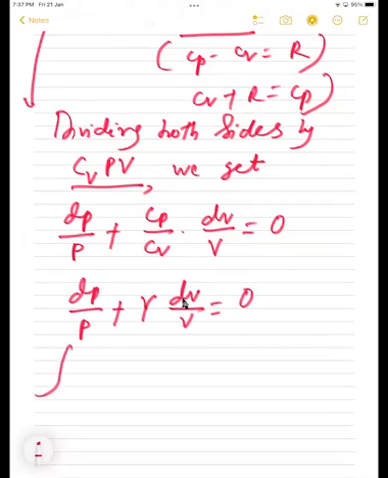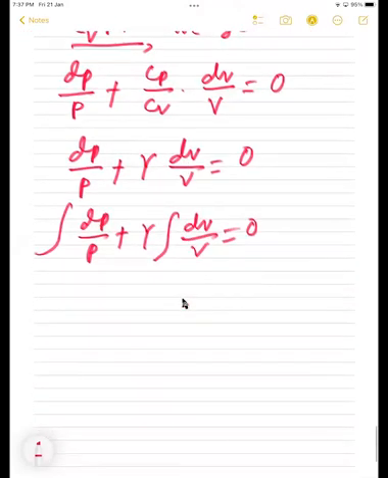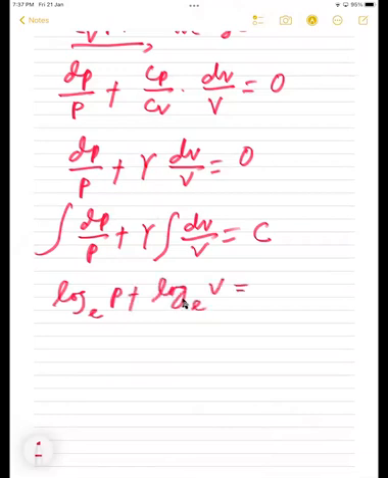Now let's integrate both sides. dP by P plus gamma coming out, dV by V is equal to 0. Yes or no? If I integrate this, this is going to be a constant, correct? So this is log base e P, log base e V, that is equal to C. That means the logs get added. So log base e P plus log base e V to the power gamma will be there.